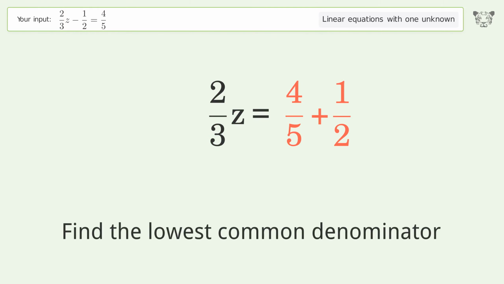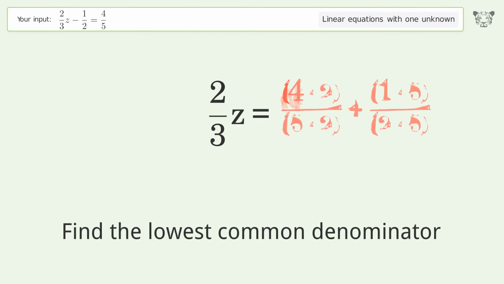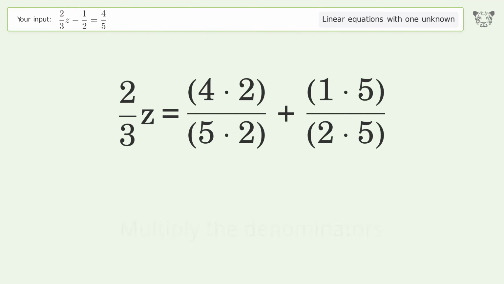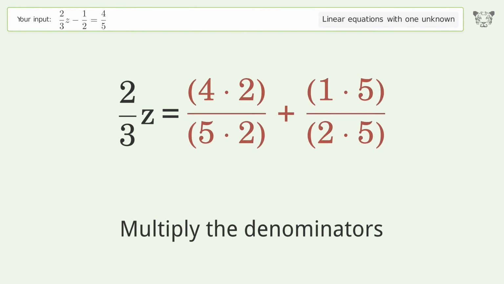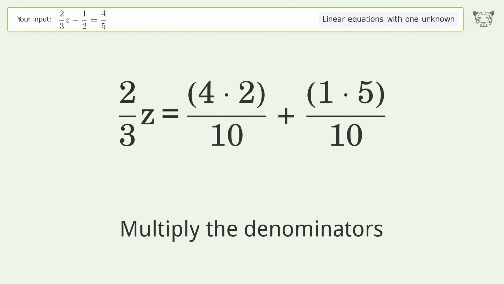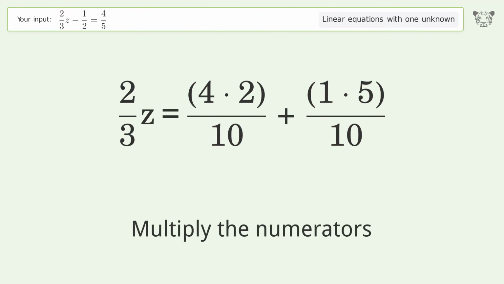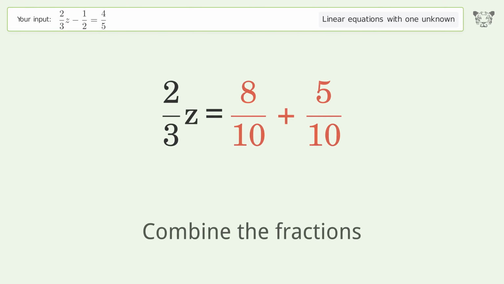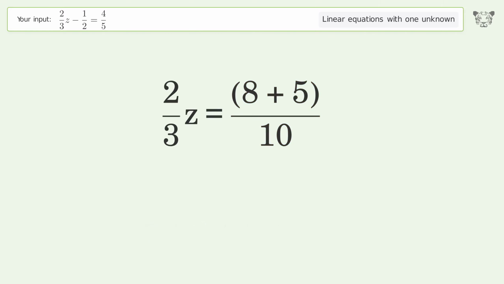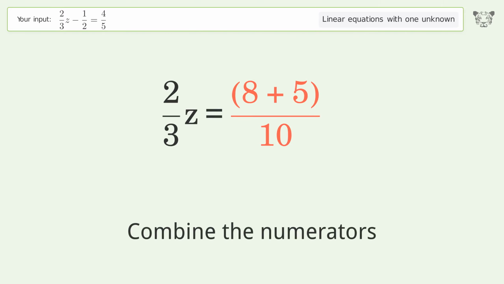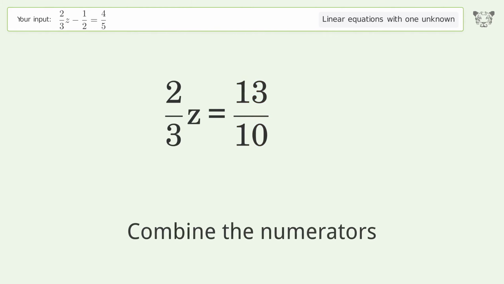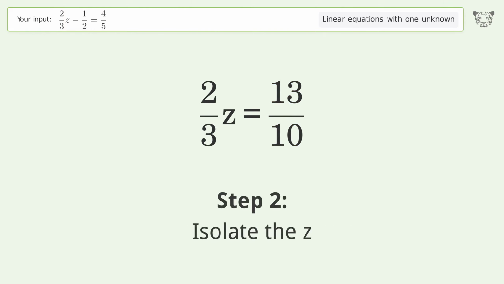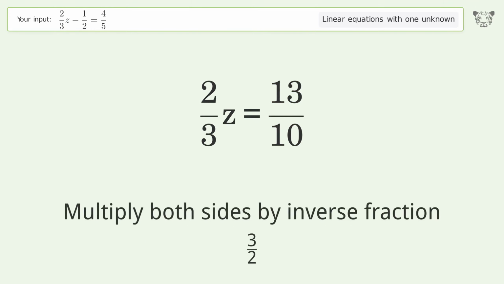Find the lowest common denominator. Multiply the denominators. Multiply the numerators. Combine the fractions. Combine the numerators. Isolate the z. Multiply both sides by inverse fraction 3/2.